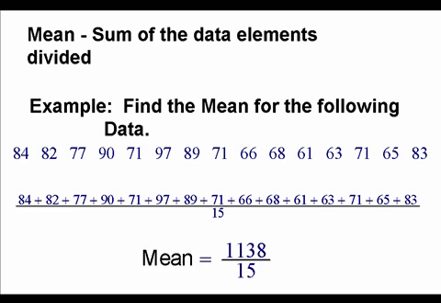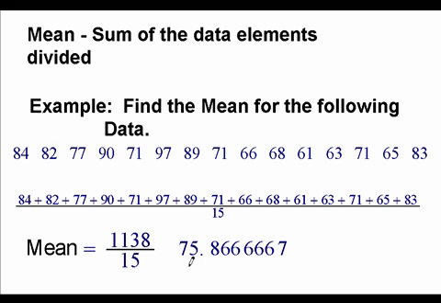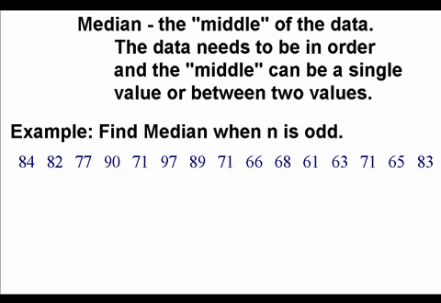So the decimal answer comes out to be 75.866667, and since these had no decimals, we're going to round our answer to one decimal place. So the mean, in this case, is going to equal 75.9. So the mean score of this test is a 75.9. The next calculation we can run on this data set is called the median, and the median literally is the middle of the data. So this means a few things have to be true.